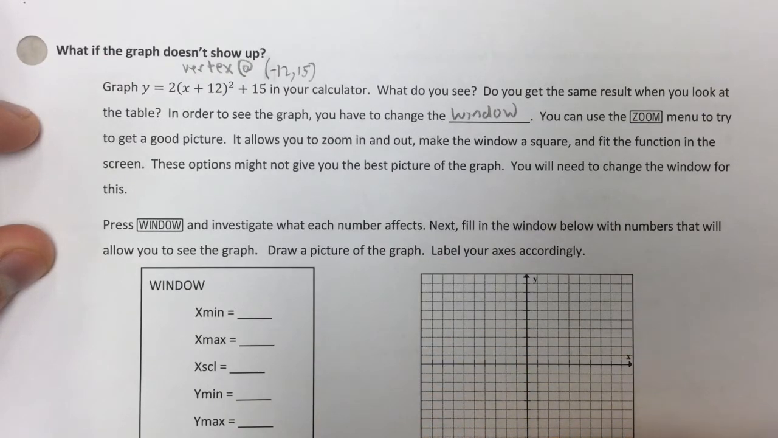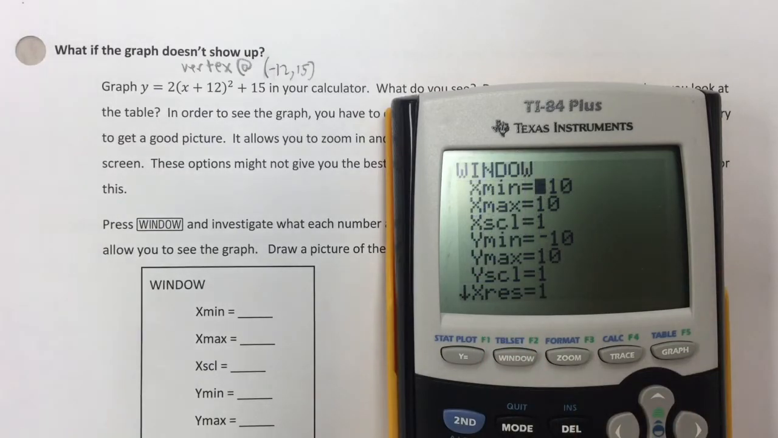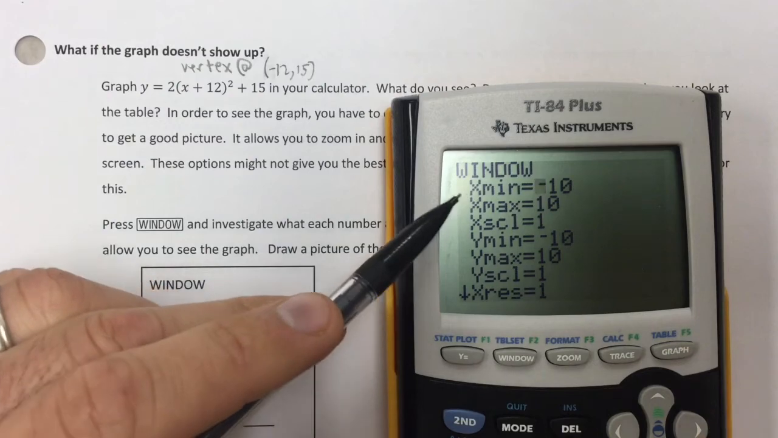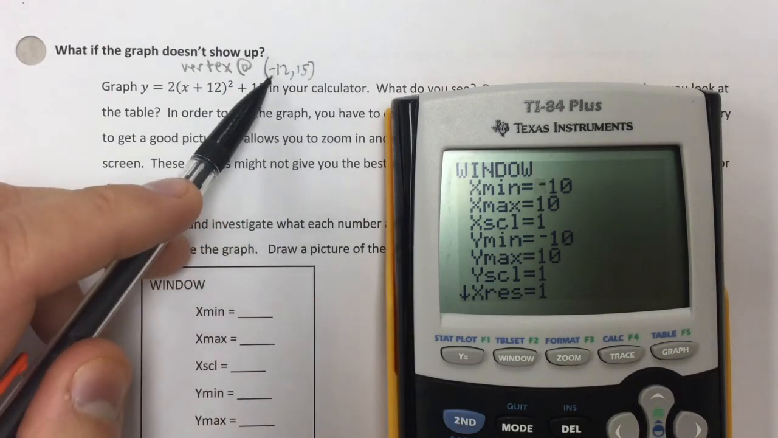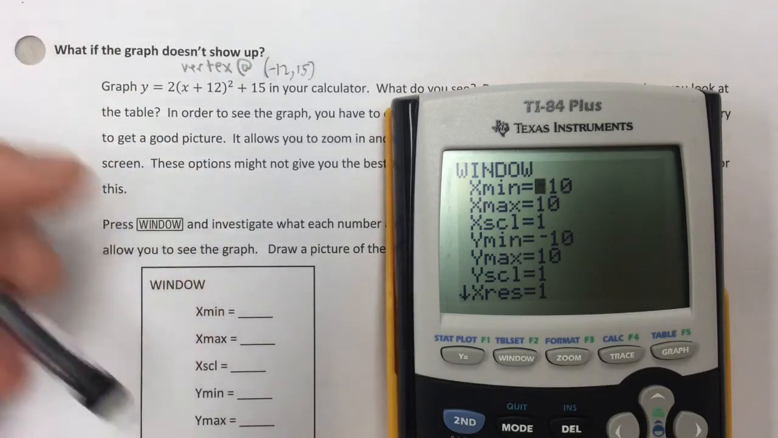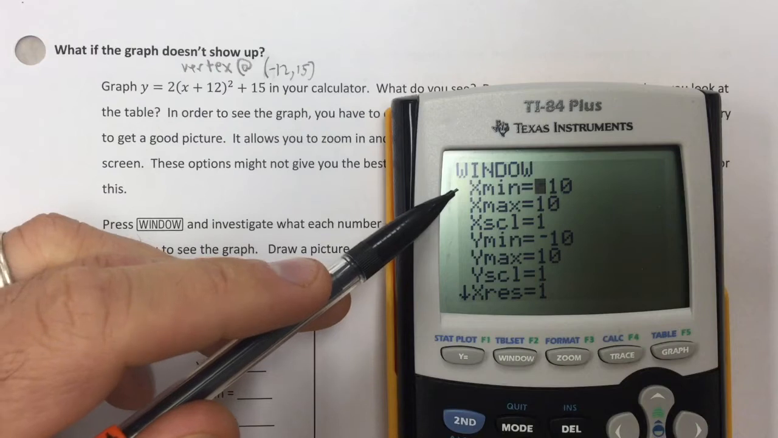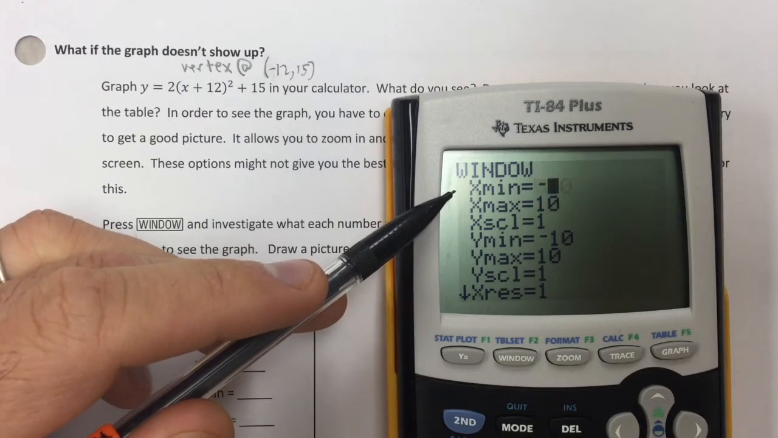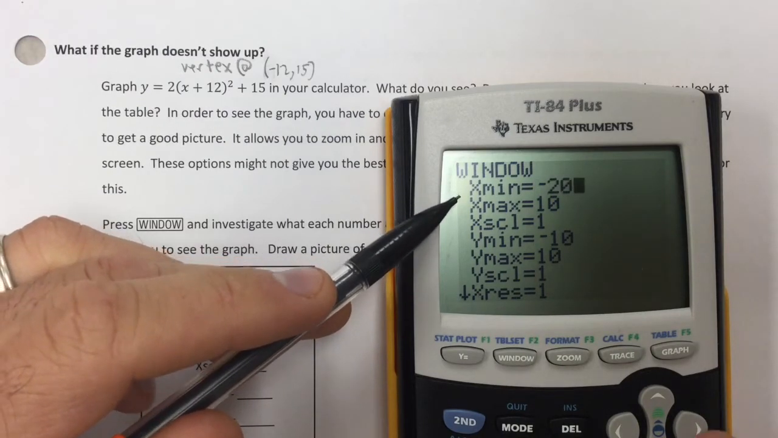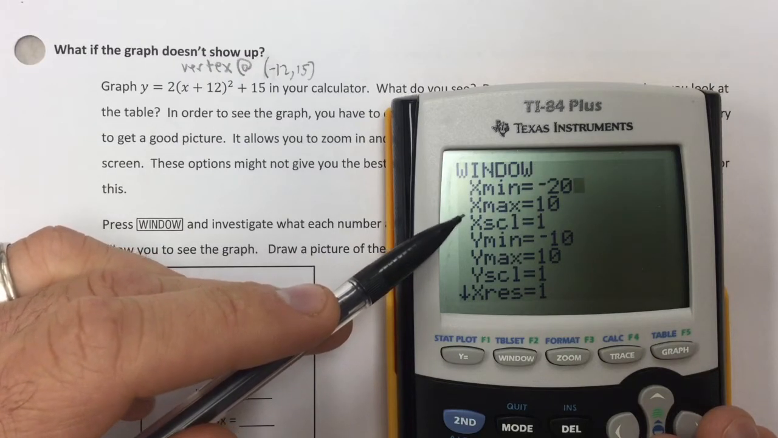We press window, and we have to think about this kind of similar in terms of domain and range. So x values are left and right. The vertex is at x equals negative 12, so we have to go even farther to the left than that. My x minimum is going to be the smallest x, so I'm going to make that negative 20 for right now. My x max, I'll keep it at 10. It doesn't need to be changed.